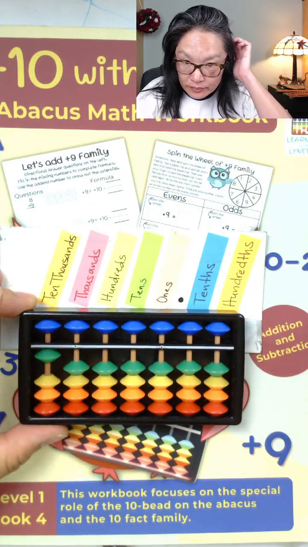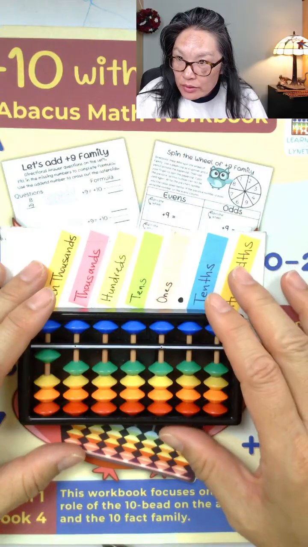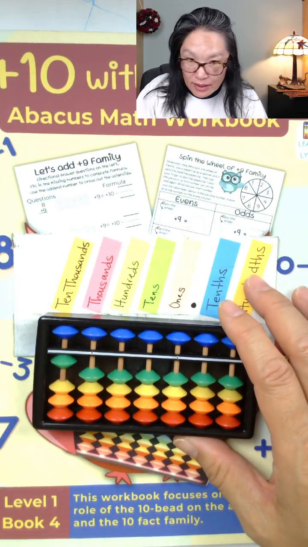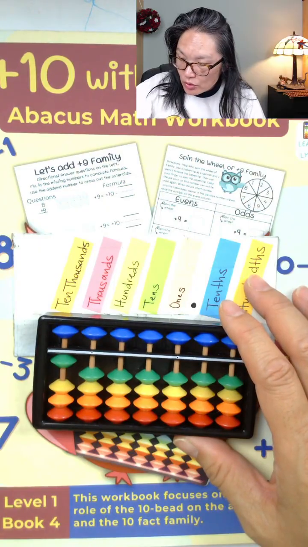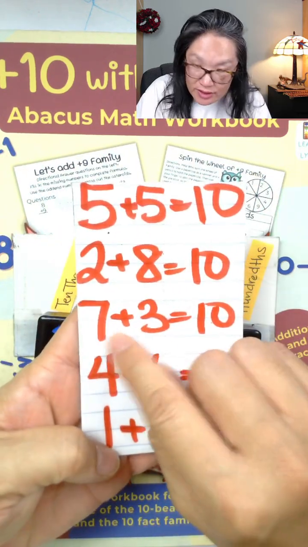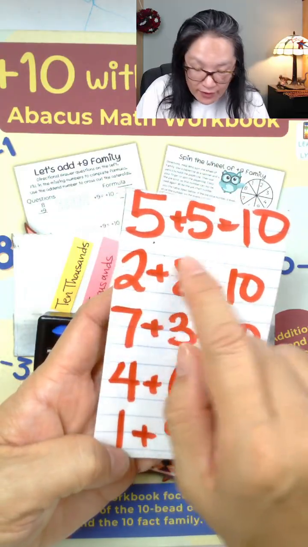10000. That's it. That's how we read the abacus. And now we're going to understand how to make a 10. Making a 10 is a very common thing that we teach in mainstream school. In school, we're teaching the kids how to make a 10. We have to know that these are partners: 7 and 3, 4 and 6, 1 and 9, 2 and 8, 5 and 5.